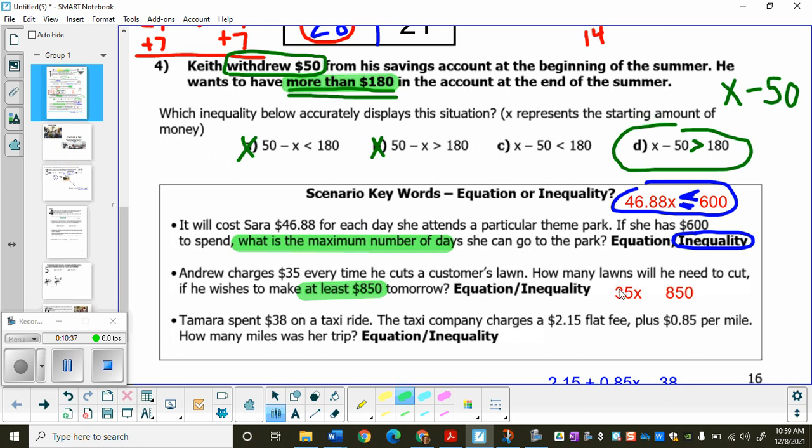So all of the money that he makes, we want that money to be more than or equal to the 850 that he needs. So this one's going to be an inequality. Remember, when you see "at least," it's a greater than or equal to symbol. If you have a maximum, that's the most it could be up here, so everything needs to be smaller than or equal to that.